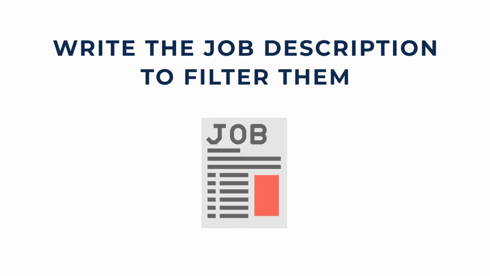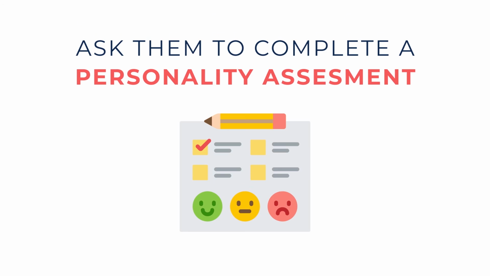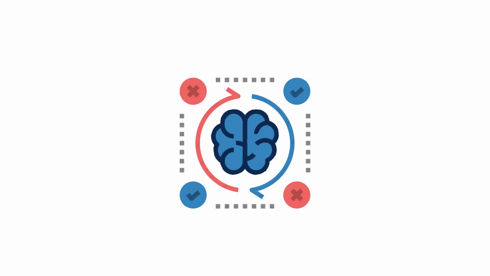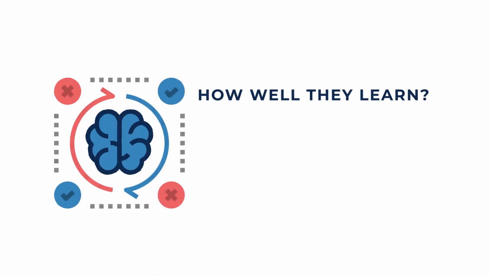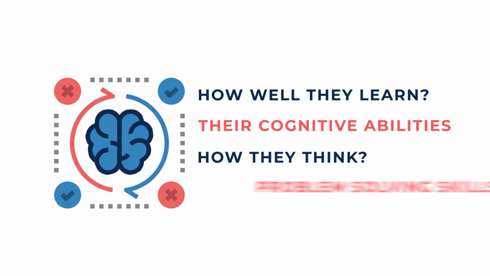So basically what I do is like this. Step one, I write the job description that's going to essentially filter them out, right? So I do some sort of a test within the job description. Step two, I ask them to complete a personality assessment that will test their aptitude. So basically how well they learn, their cognitive ability, so how they think, their problem-solving skills, things like that.